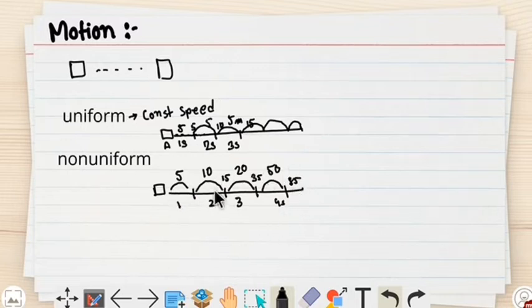So gradually the speed is increasing from 5, 10, 20, 50, which means speed is increasing. So this is not a uniform motion. That is called non-uniform motion. I hope you understand what is uniform and what is non-uniform motion.